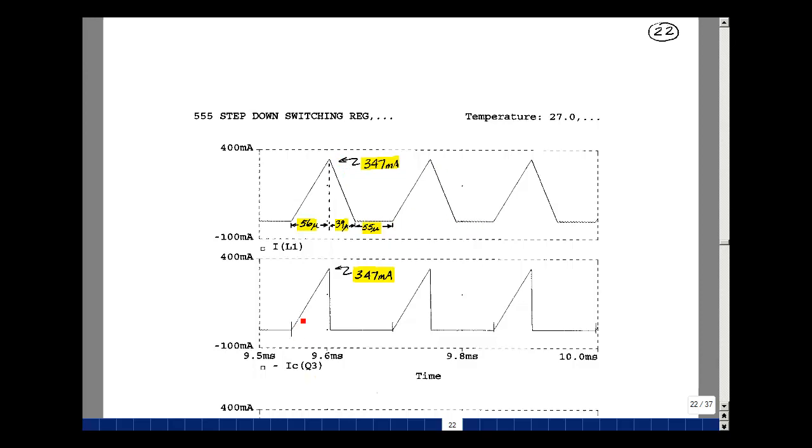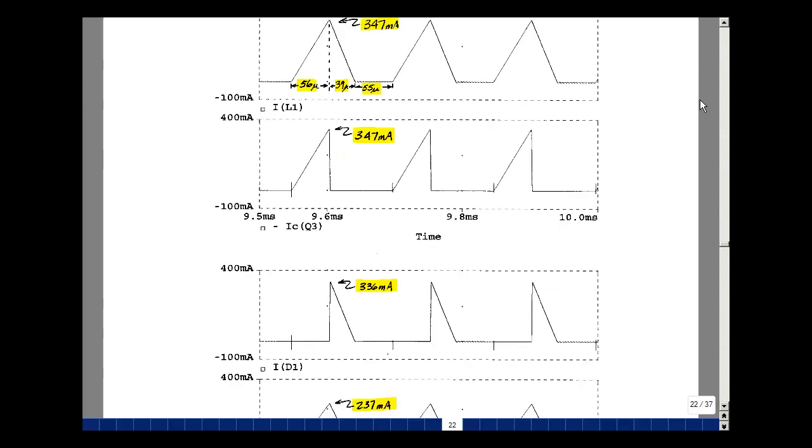This is the current in the switch, which is the transistor Q3. Again, it's a PNP, so we're looking at the negative of the collector current. Here it's on, then here it's off. And when that transistor switches off, the diode kicks in, jumps up to almost that same value, and then eventually goes back down to 0 as the inductor is discharging.